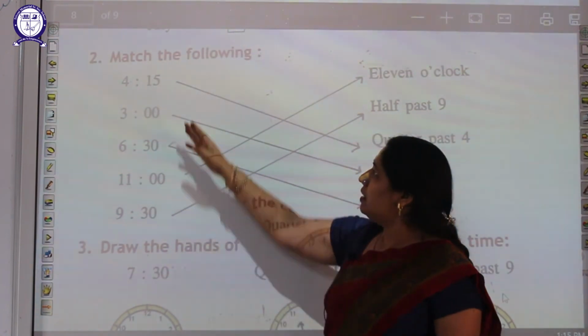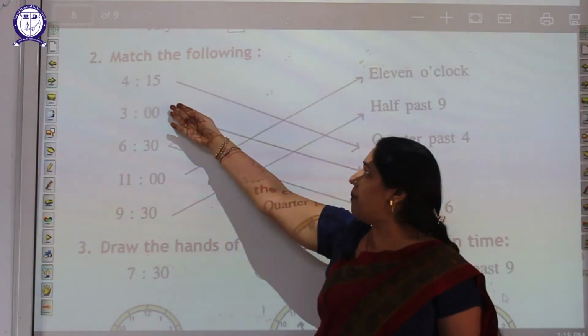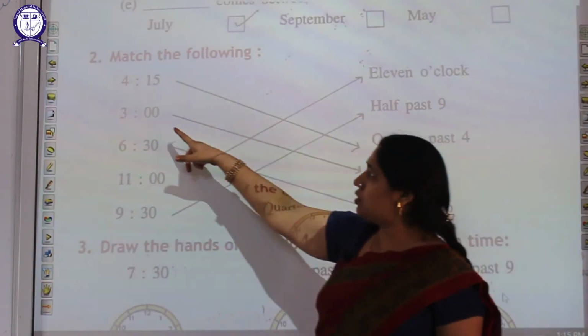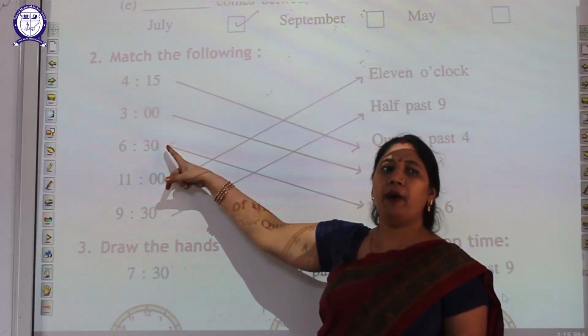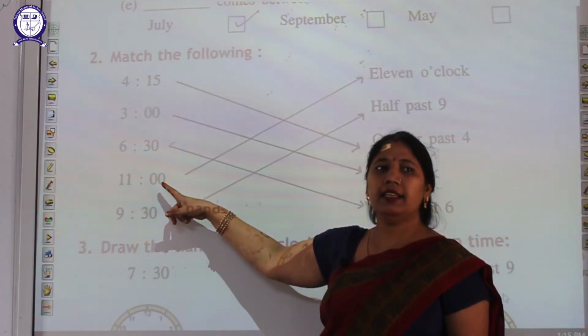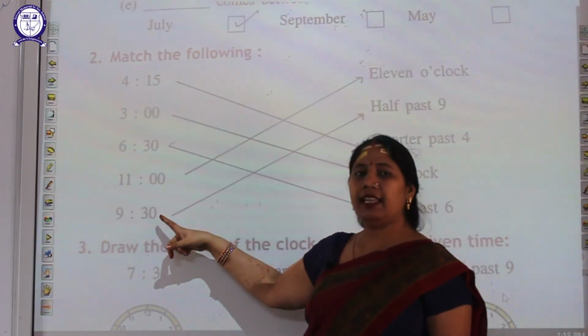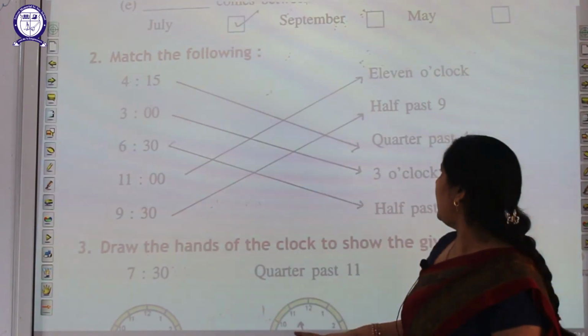Match the following. That is called 4:15. That is called 3 o'clock. That is clock 6:30. That is 11 o'clock. That is 9:30.